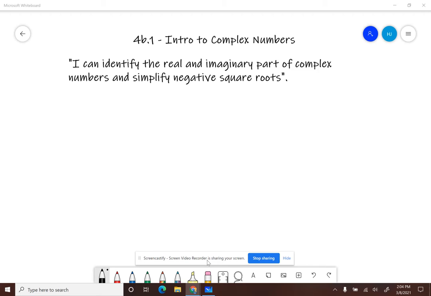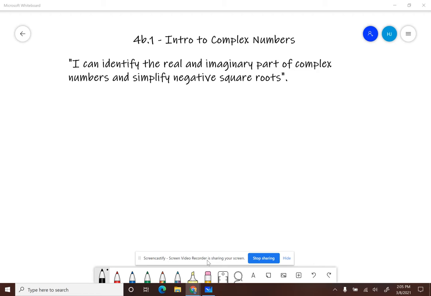So, intro to complex numbers: I can identify the real and imaginary part of complex numbers and simplify negative square roots. First of all, let's say that even though it's called complex numbers, it's not because they're hard. It's just simply because there's actually two parts to them.